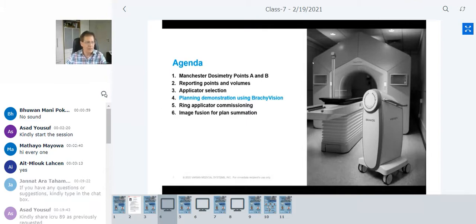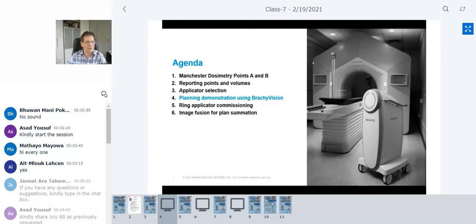So I just want to start and explain again the Manchester dosimetry points A and B. You heard about that already last week, but I want to go a little bit more into details here. And then I want to show you the reporting points and volumes. This is based on our ICRU 89 report, which I would highly recommend for you to read. It's about 250 pages, but it's really worth reading.